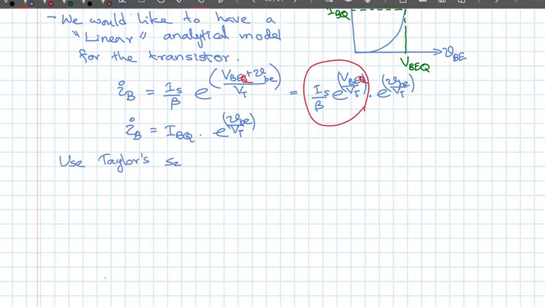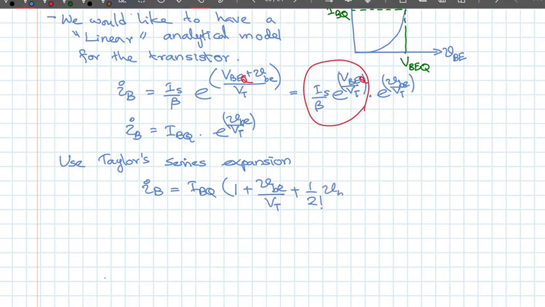Use Taylor series expansion to write IB as IBQ times, and I'm going to expand this exponential term using Taylor series expansion: 1 plus VBE over VT plus 1 over factorial 2 VBE squared over VT squared plus many higher order terms. Okay, so this is my expression.